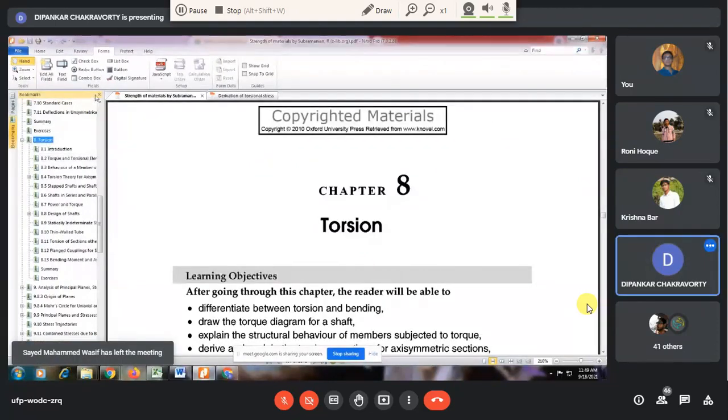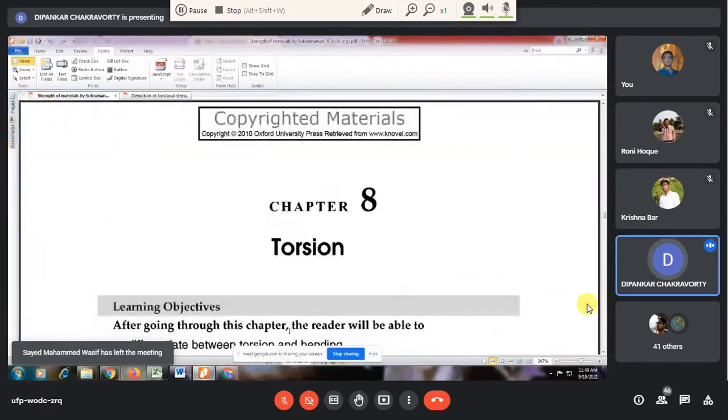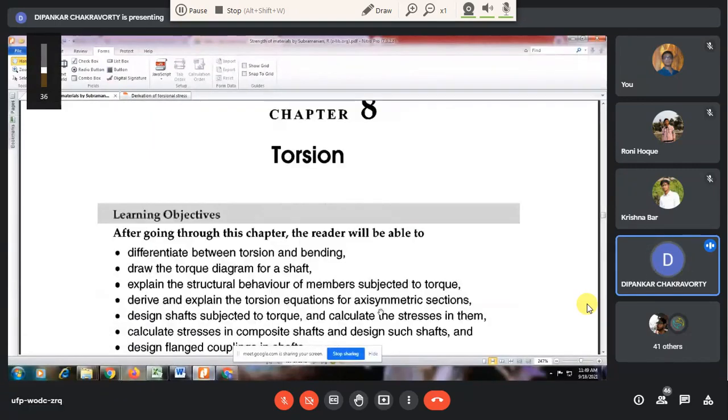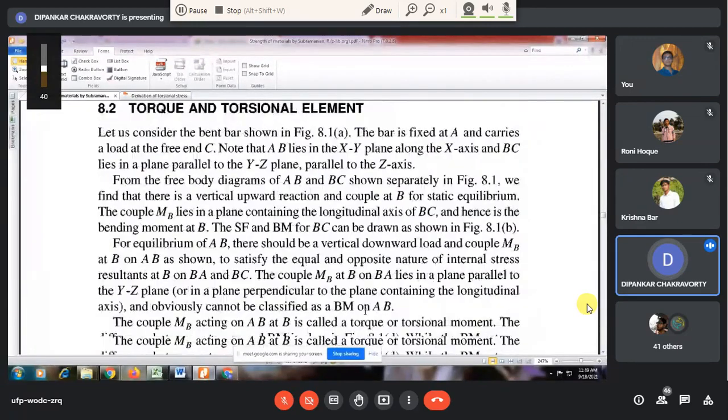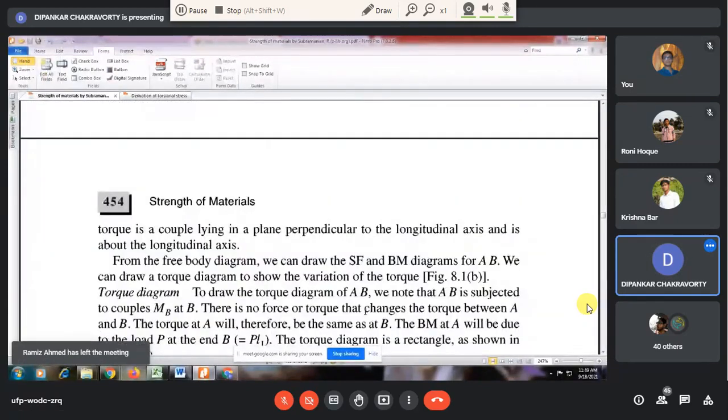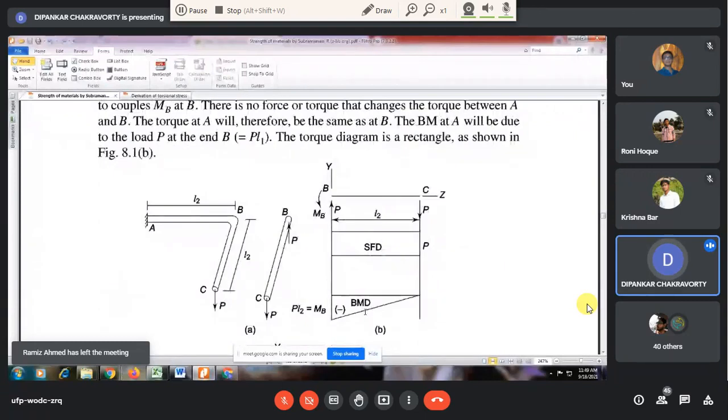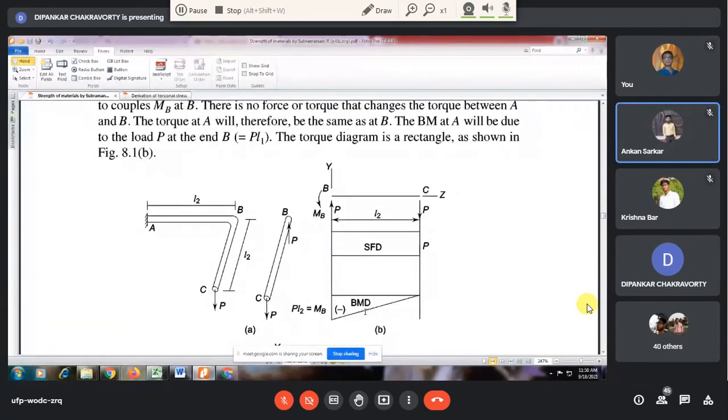Now see, today we will start torsion. Now see, torsion is a moment which is vectorially parallel to the member on which it acts. Now, can you see the screen? Students, can you see the screen? Yes, sir.